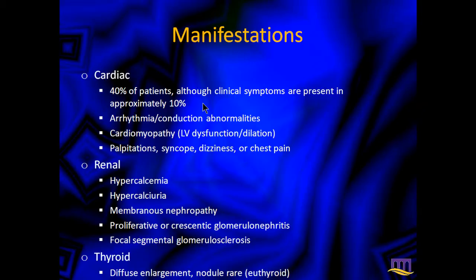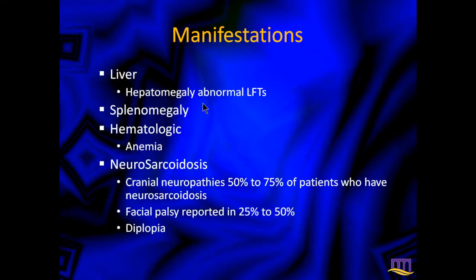So if you see any of these patients, in terms of the thyroid, you can have diffuse enlargement, and nodules are rare in these patients, so those need to be worked out in detail. Sarcoid patients can have an increased rate of neoplasias. In terms of liver, you'll see some hepatomegaly, abnormal LFTs. The spleen can be involved, just causing enlargement. In terms of blood, you can have anemia and that comes from bone marrow involvement.